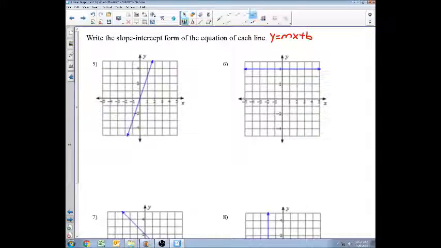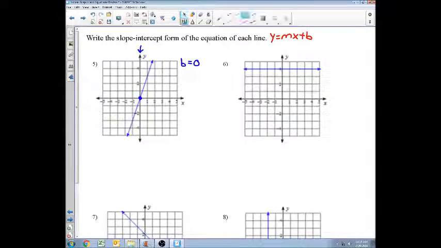So looking at problem number 1, I need to find my y-intercept. Where does it cross our y-axis? It crosses right here. Looking at the numbers on our y-axis, what value would that have? In this case, the value that would have would be 0. So our b value is 0.